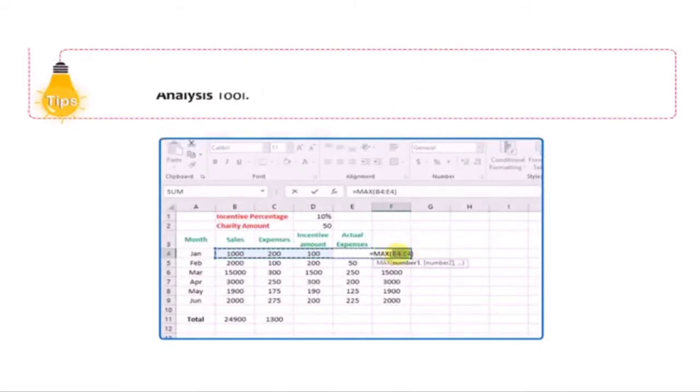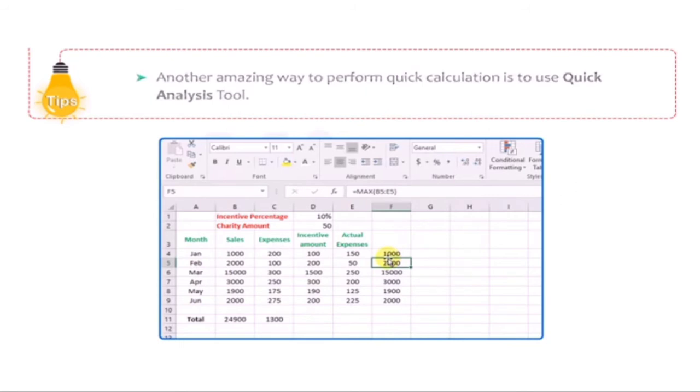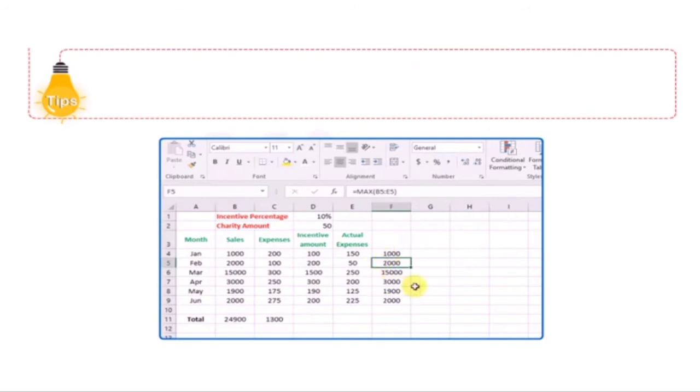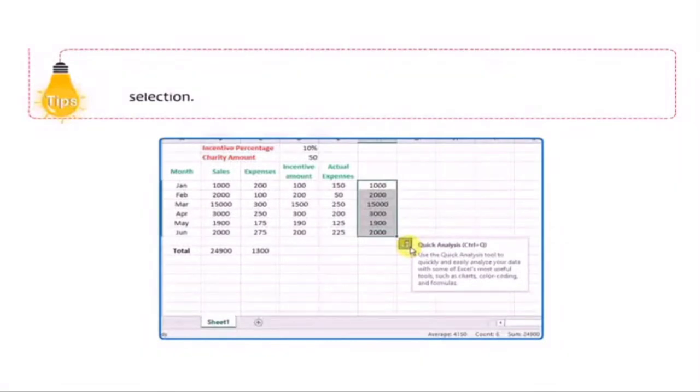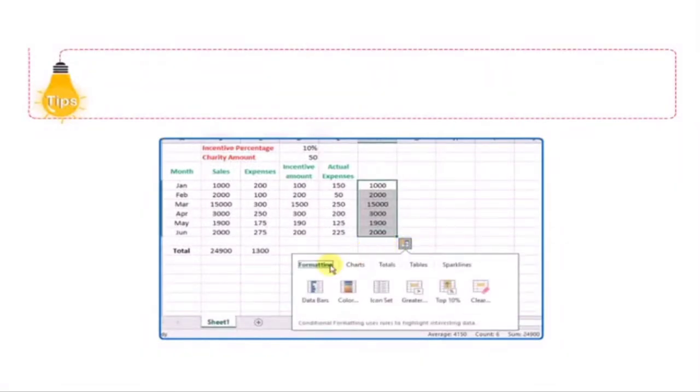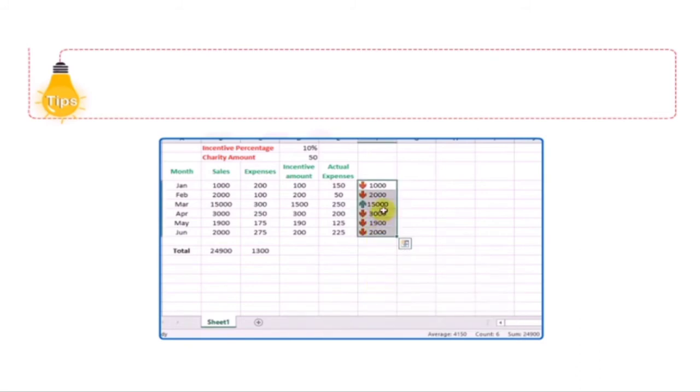Another amazing way to perform quick calculations is to use the Quick Analysis tool. It helps you to implement functions such as sum, average, count, etc. To use this tool, select the range of cells on which you want to apply the function. Click the Quick Analysis button present at the bottom right corner of the selection. Select Totals from the displayed list of the tools and choose the desired function.